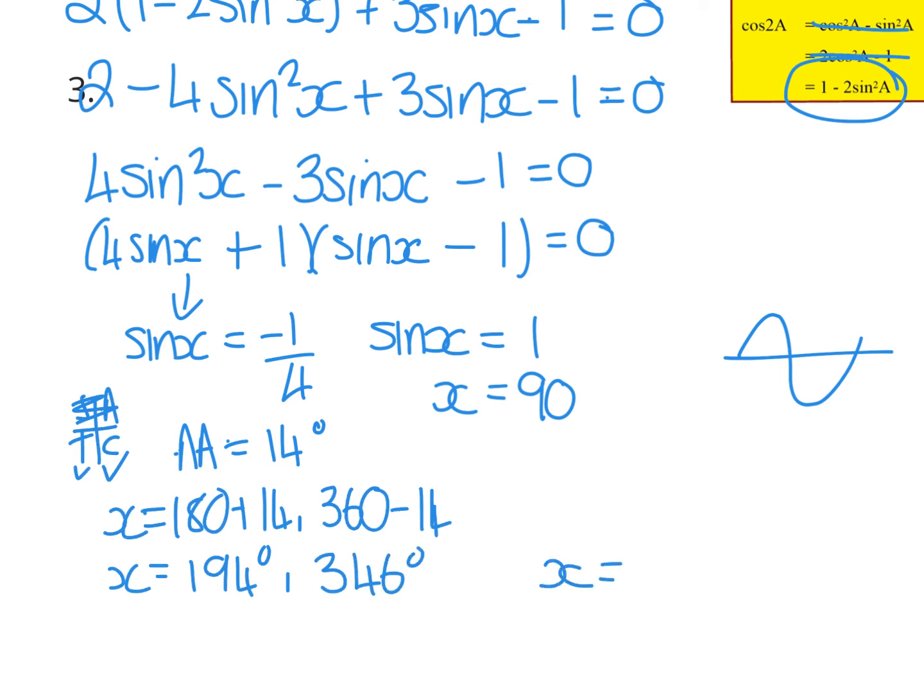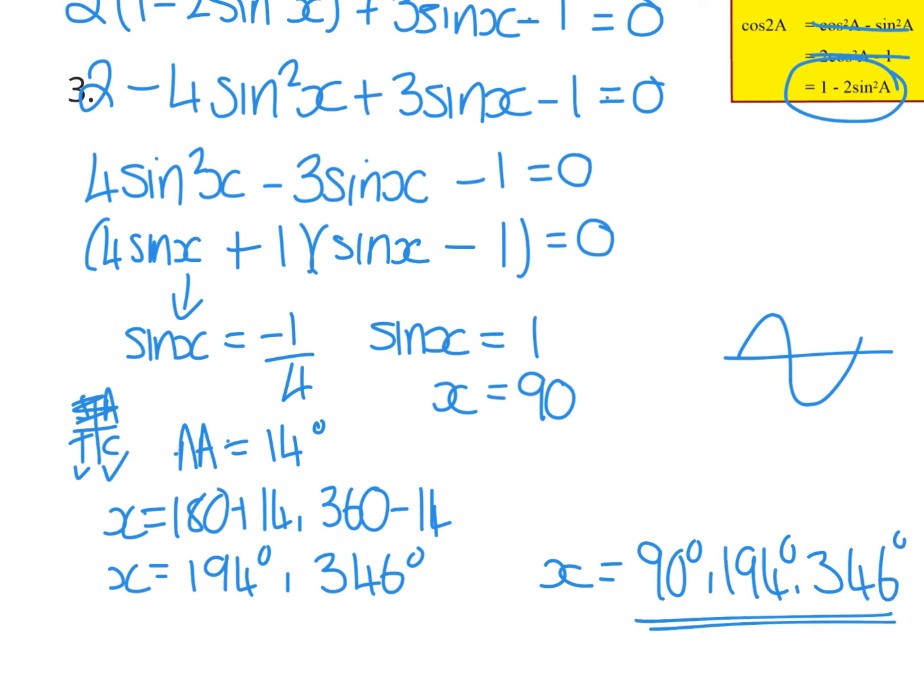I've only got 3 answers this time. I've got 90 degrees, 194 and 346. And remember, just keep an eye on the bit up the top. This one wants it in degrees between 0 and 360, that's okay. Again, it might not ask for that. It might then make you eliminate one of these answers. So that's me finished.